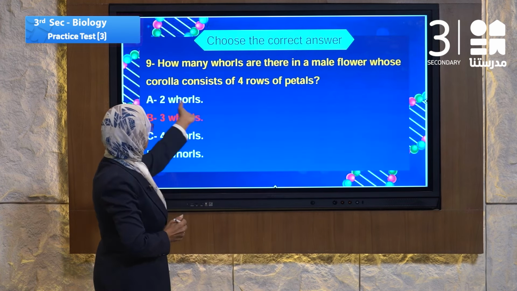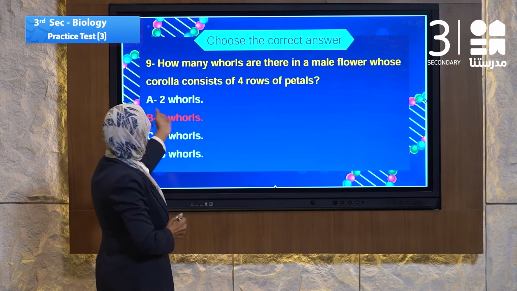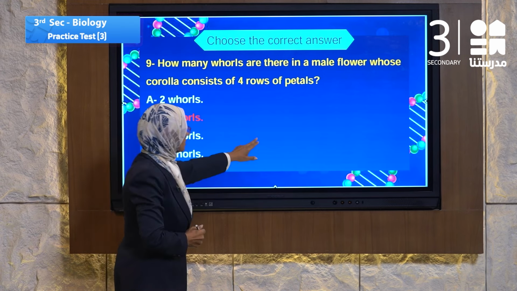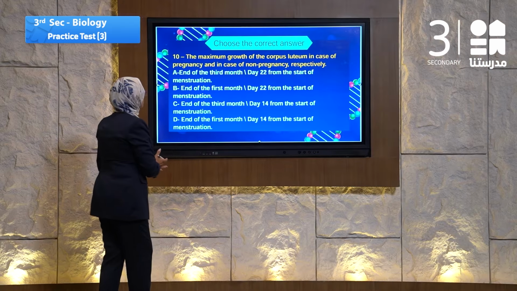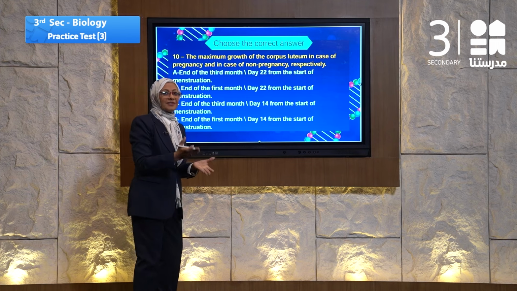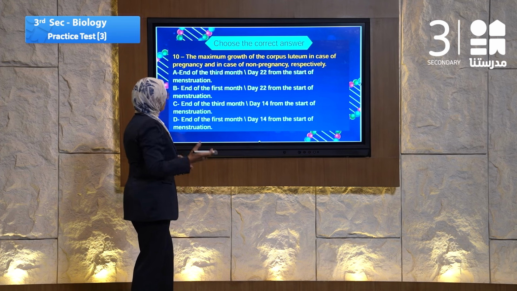That's the whorls of the male flower, which contains 4 rows of petals. There are 3 rows. Let's go to question number 10. Question number 10 speaks about reproduction again, reproduction in human beings or mammals.